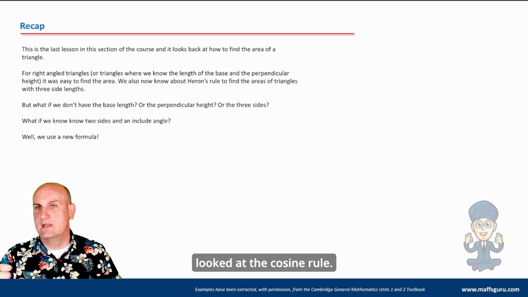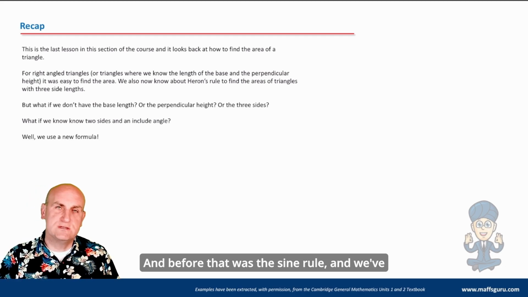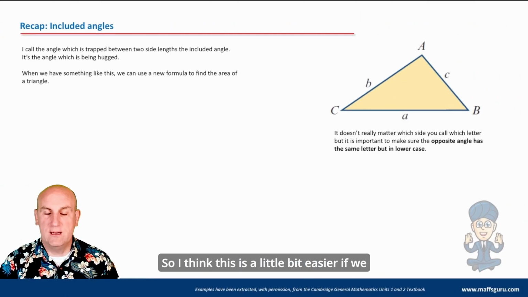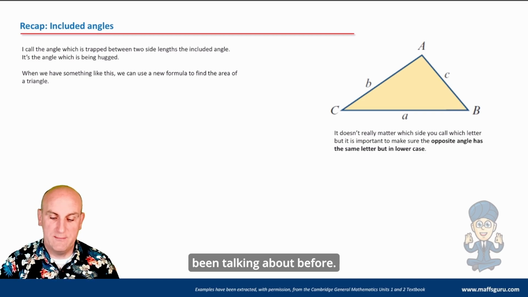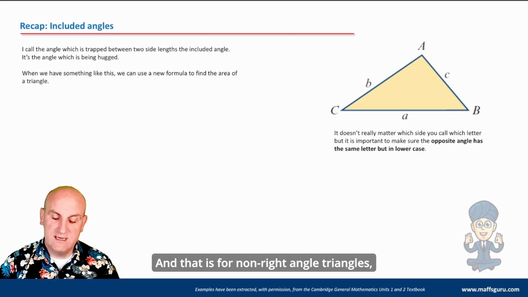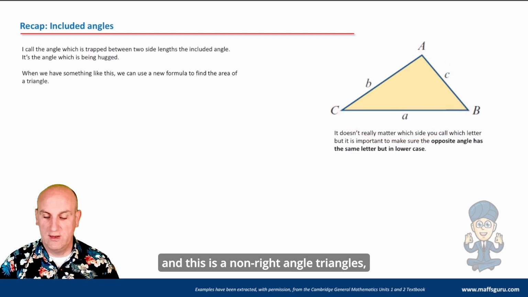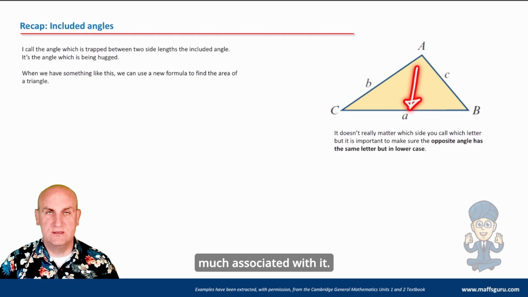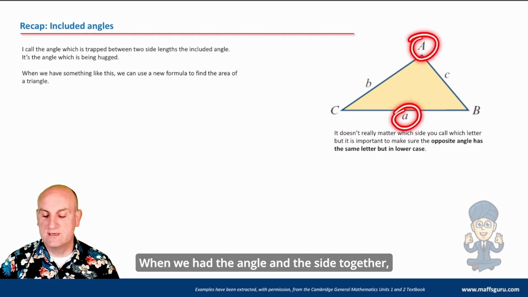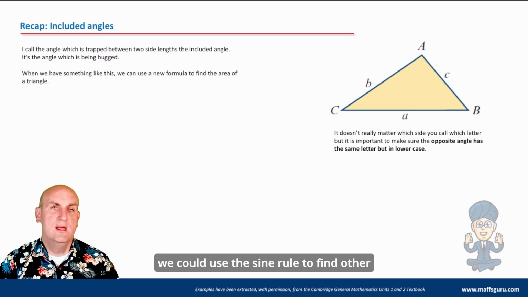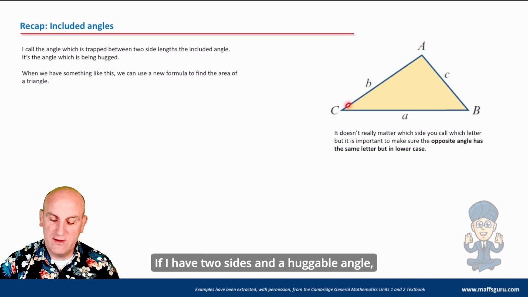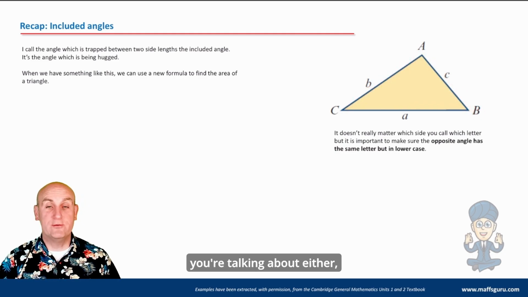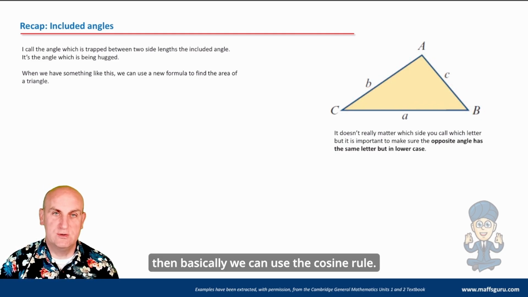Now, last time we looked at the cosine rule, and before that was the sine rule. I think this is a little bit easier if we understand the general idea. For non-right angle triangles, we have an angle and a side that's associated with it. When we had the angle and the side together, we could use the sine rule to find other angles and other sides. If I have two sides and an included angle, then we can use the cosine rule.